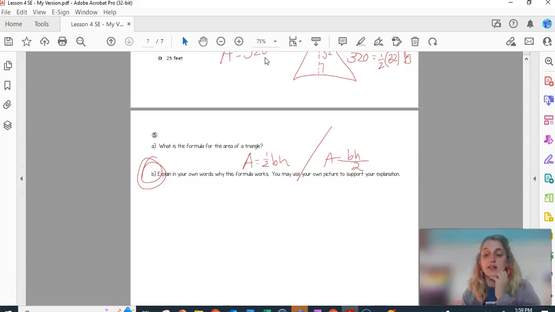Those are the steps to find the area of a triangle. And then you're done, and it doesn't have to be turned in on Monday because you don't have to come to school on Monday. So I will see you on Tuesday with your homework complete.